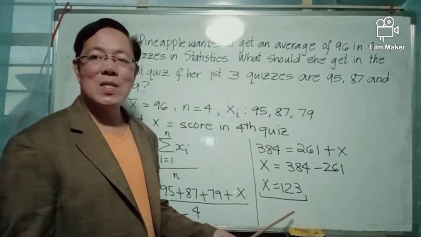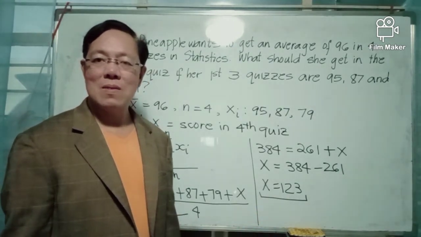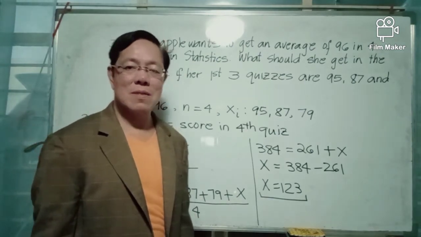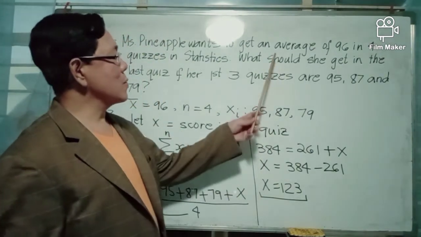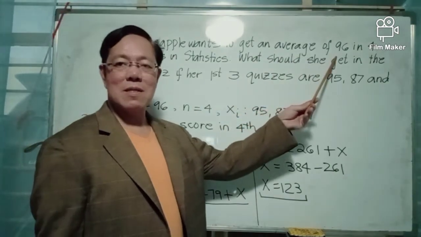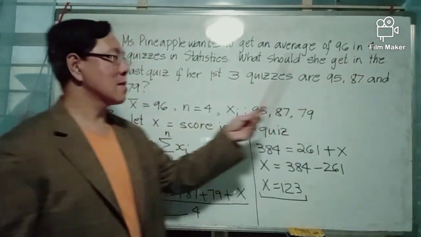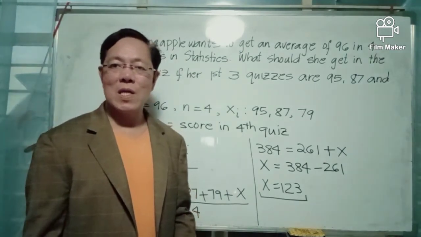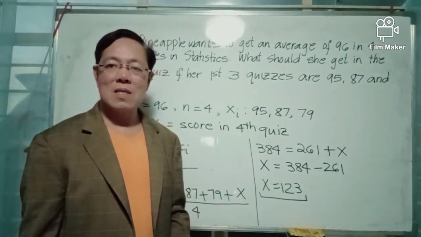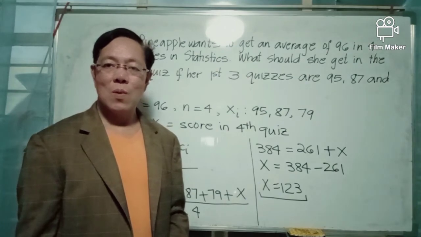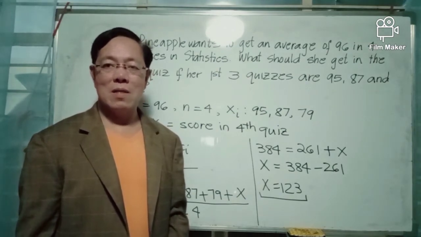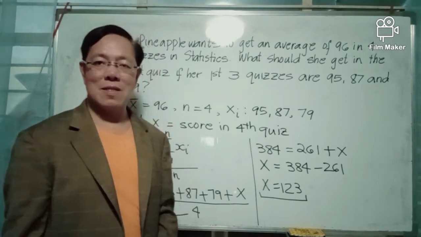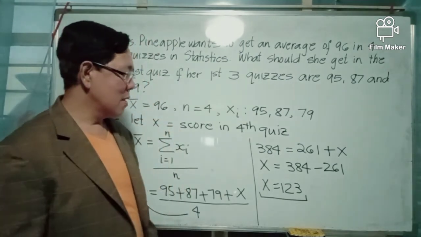This is the score that Miss Pineapple needs to get in the last quiz, or in the fourth quiz, if she wants to get an average of 96 in 4 quizzes in statistics. But as we said earlier, the maximum possible score in a quiz is 100 points, or the perfect score in any quiz in statistics is 100 points.